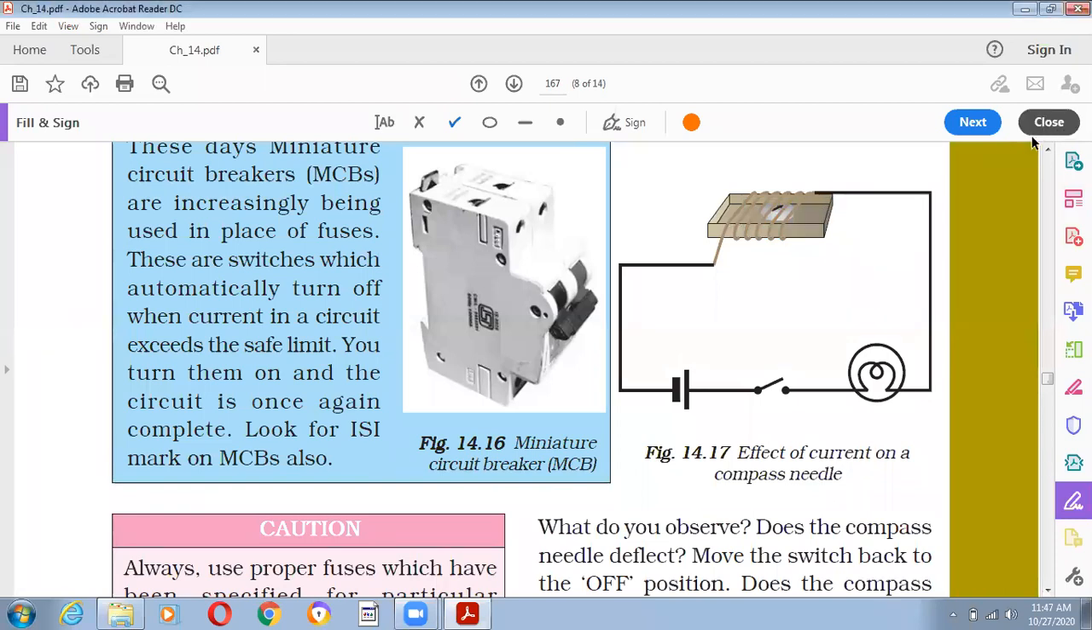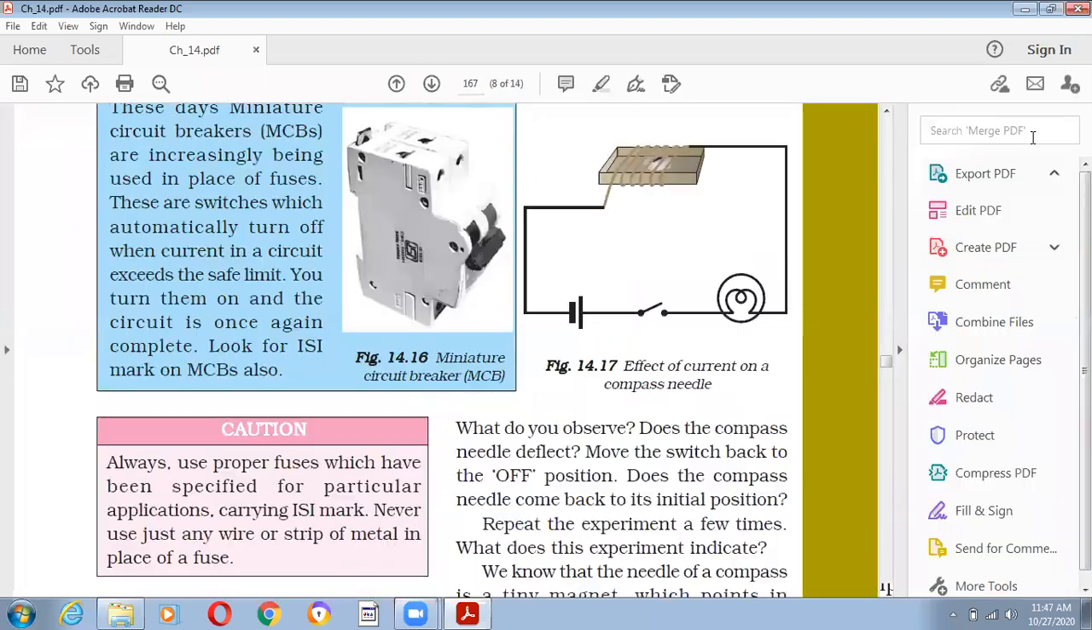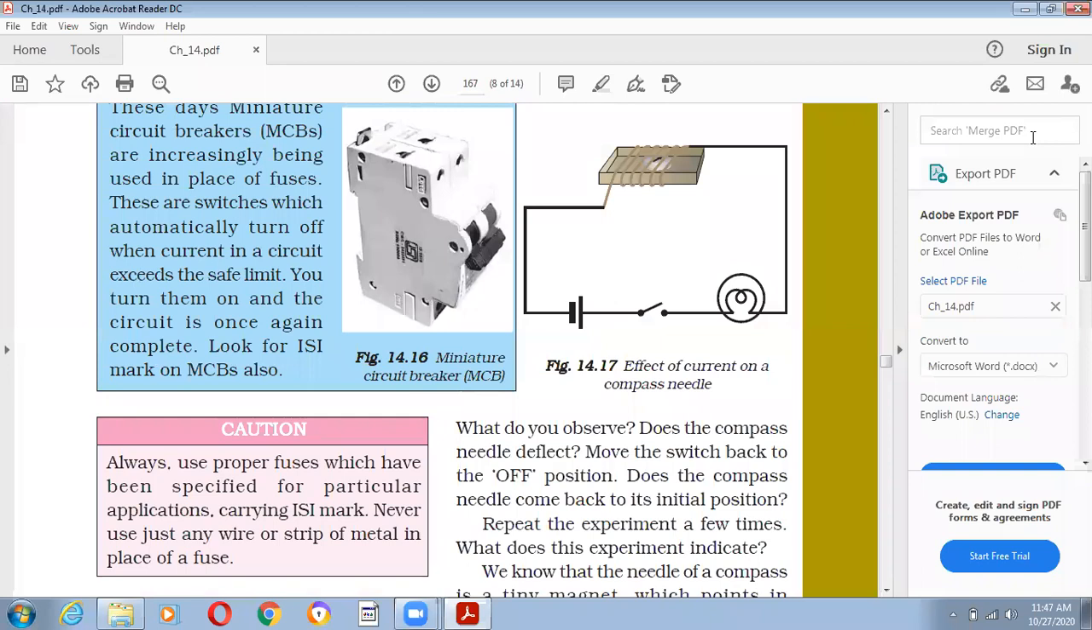Overloading means when you are connecting too many electrical appliances to a single socket, then they draw extremely large current from the household circuit. The overheating of the electrical wiring in any circuit due to flow of large current through it is called overloading of the electrical circuit.